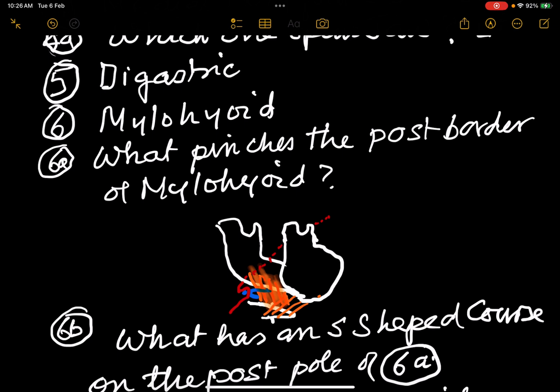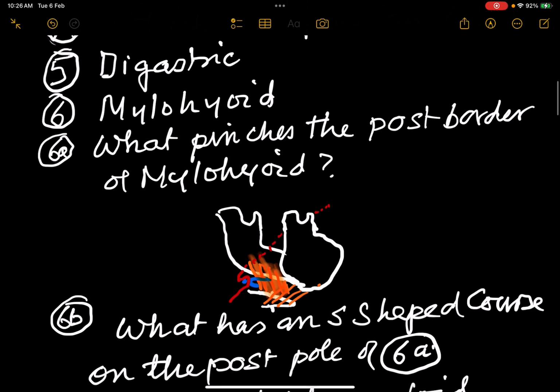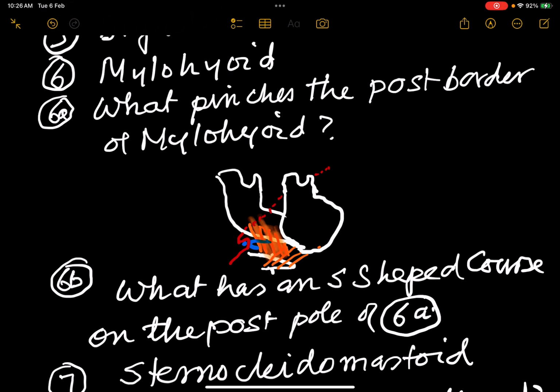So now the other questions. What pinches the posterior border of mylohyoid, that blue structure? It's the submandibular gland. Then what has an S-shaped course on the posterior pole of 6A? The facial artery. You see, it has an S-shaped course. First it comes medial to the posterior pole, turns around, then gets around the inferior border of the mandible and goes as a facial artery. So that's the facial artery.